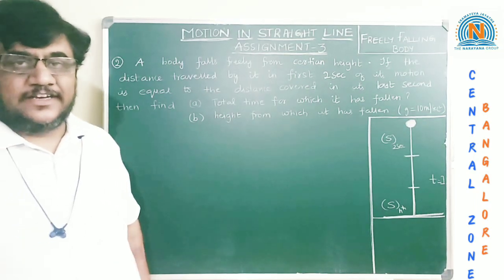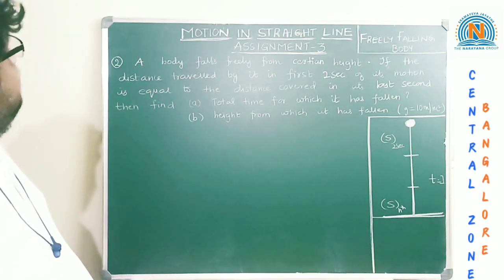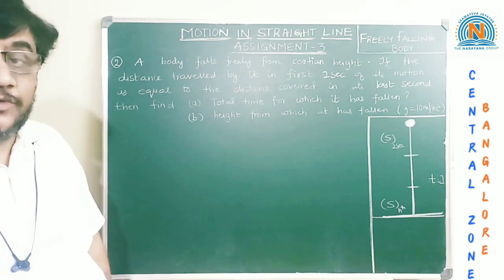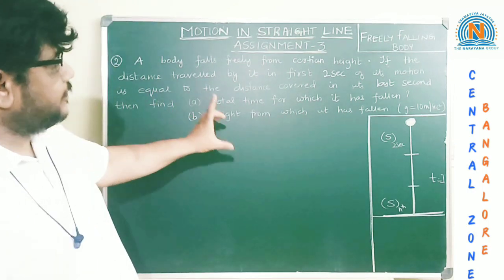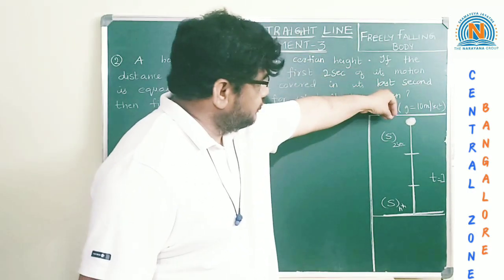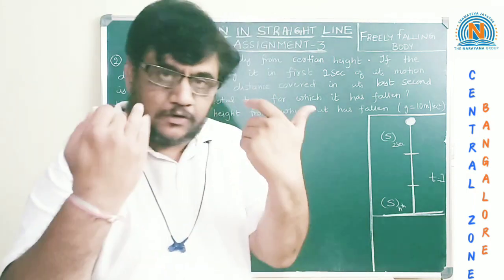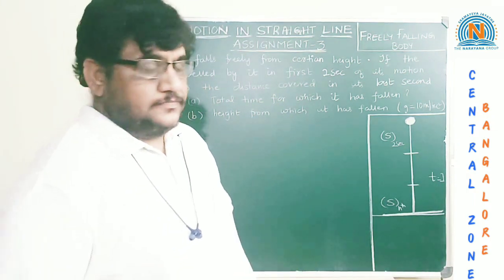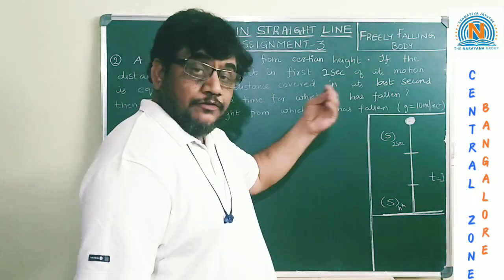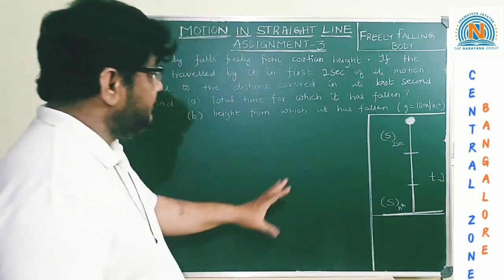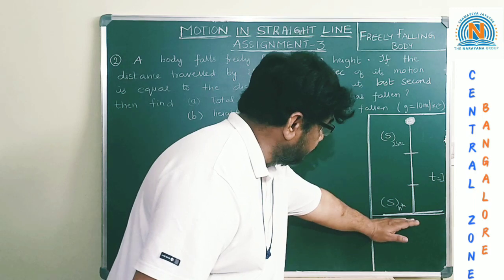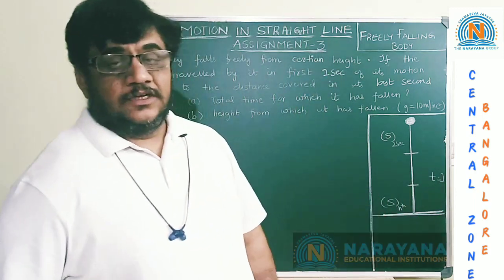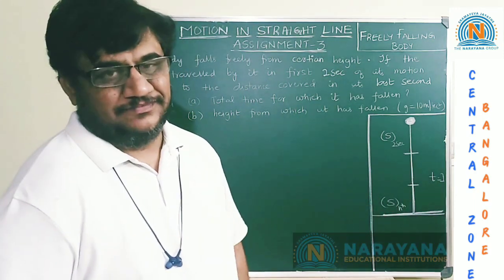So let us go to the next model problem. This is a very important model problem in case of freely falling body. See, the problem given is a body is allowed to fall from a certain height. We don't know what is the height. We don't know for how much time it is falling. What is the total time taken by this object to reach the ground? We don't know. But one condition is given.